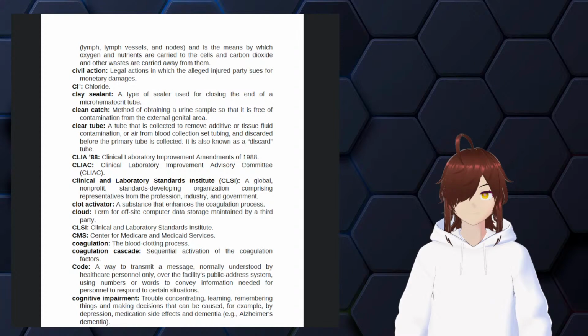Clear tube: a tube that is collected to remove additive or tissue fluid contamination, or air from blood collection set tubing, and discarded before the primary tube is collected. It is also known as a discard tube.